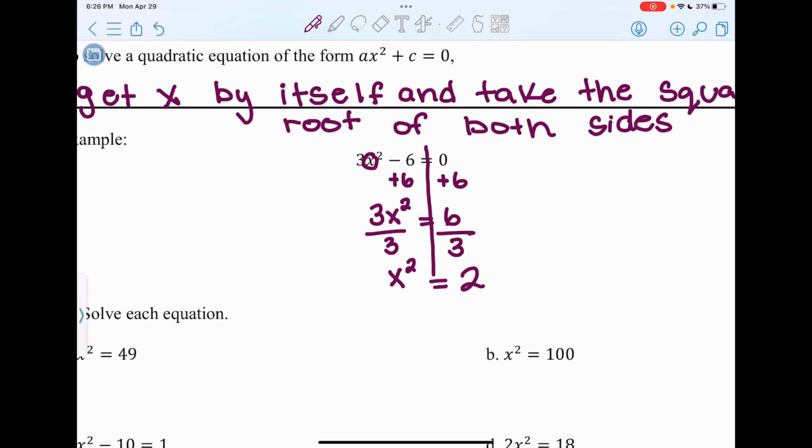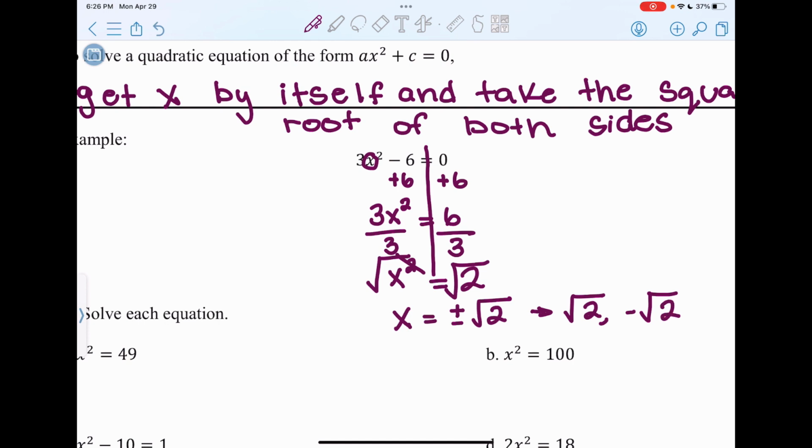And then here's the new step. I don't want x squared equals, I want just x equals. And so I'm going to take the square root of both sides, because a square root undoes a square, leaving me with just x. And then my answers will be plus or minus radical 2, which means I could have positive radical 2 or negative radical 2.